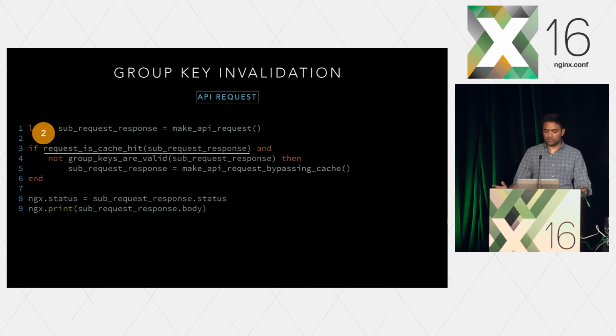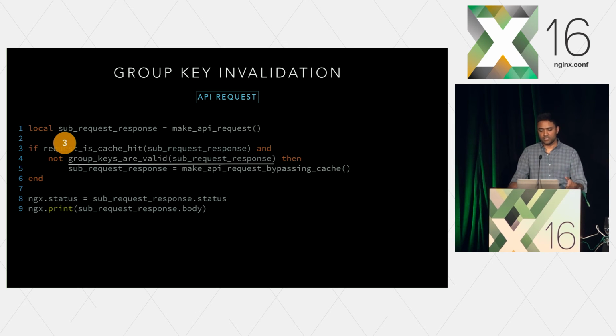And there we check, is the request a cache hit? The way we do that is by checking the cache status header, which we talked about much earlier. It's just a header with a string that says hit or miss. And then we check, are all the group keys valid? This is where we hit the group Keystore, which is the shared memory zone, and check, can we find all of them in that store? And are the timestamps checking out?